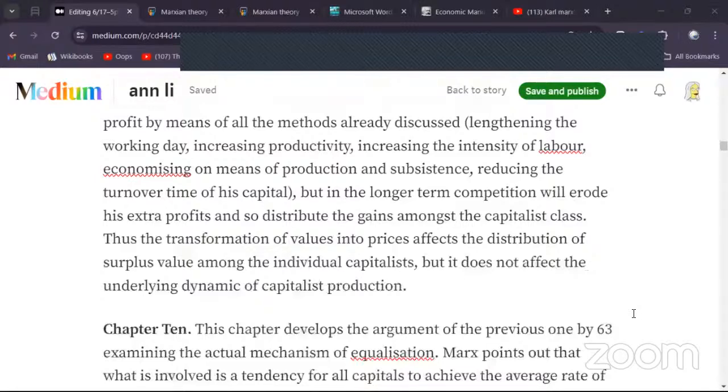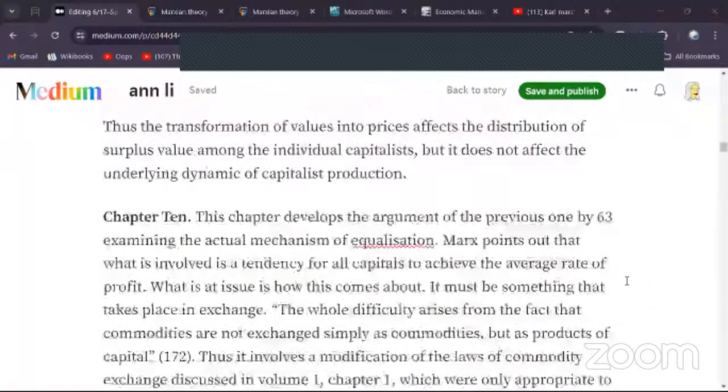Thus, the transformation of values into prices affects the distribution of surplus value among the individual capitalists, but it does not affect the underlying dynamic of capitalist production. It takes a whole bunch of work to try and mess up an economy, but we managed to do it. And we've done this, in our lifetime, certainly several times over.